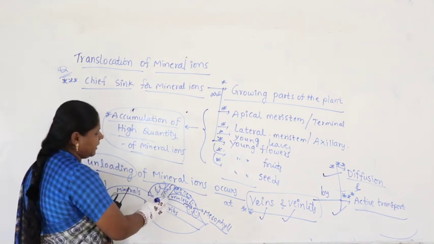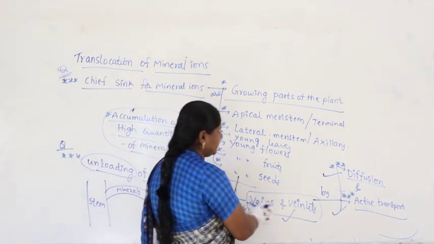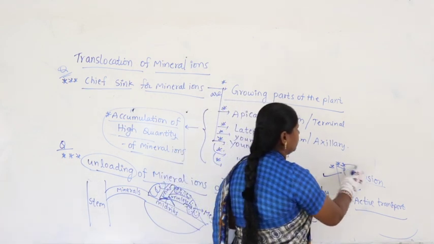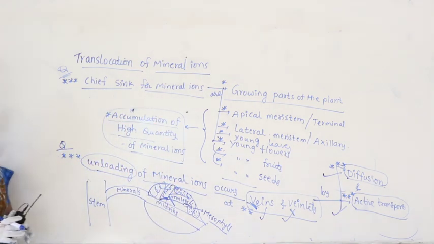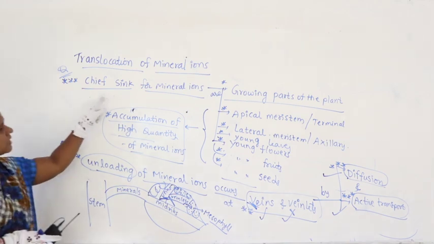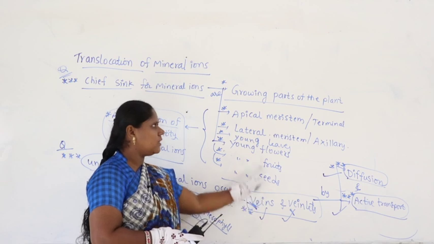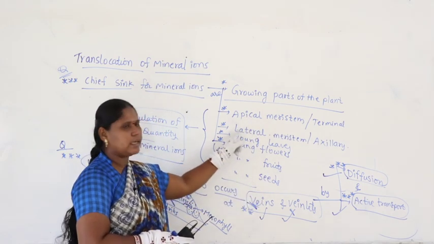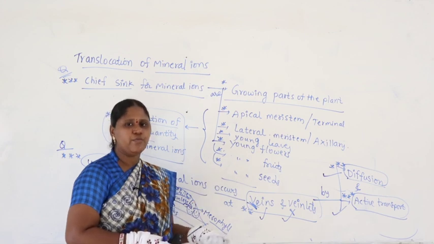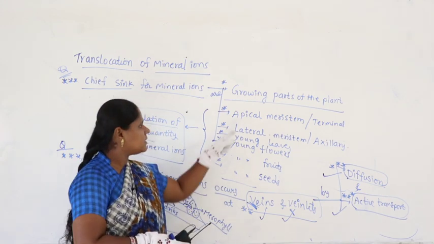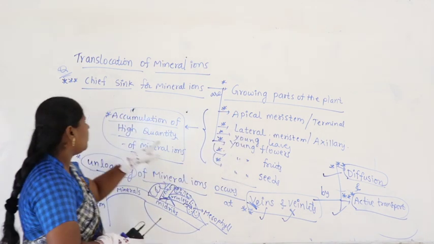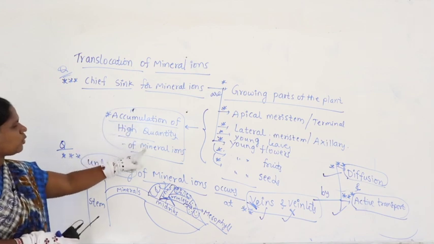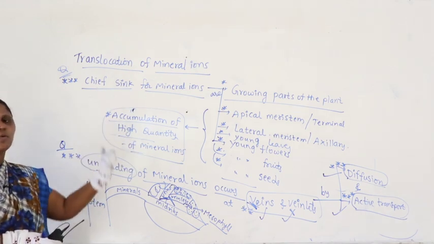Where does it happen? At veins and veinlets. At veins and veinlets what process happens? Diffusion and active transport. Very, very important. What are the two statements we are discussing? One is chief sink for mineral ions means growing parts of the plant. Starting from apical or terminal bud, growth occurs. Maybe the young branch or young leaf or young flower, young fruit occurs at the terminal parts, or laterally, means axillary bud, right? And all these show what? Rich in nutrients, accumulation of high quantity of mineral ions, because growing parts need more amount of minerals.